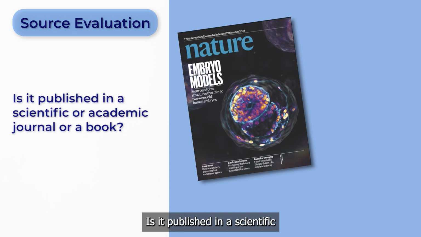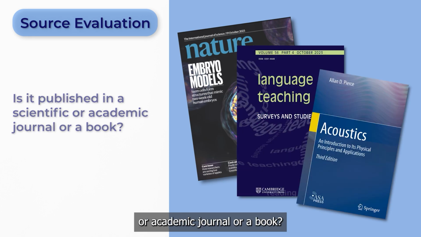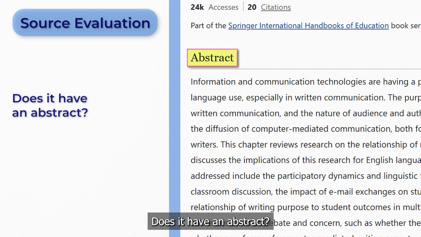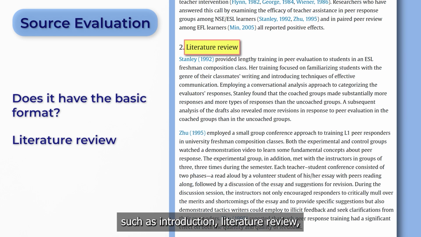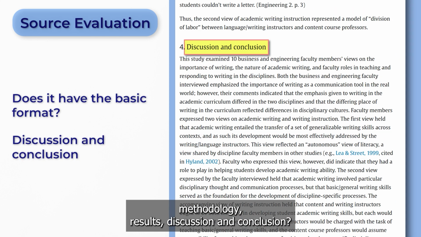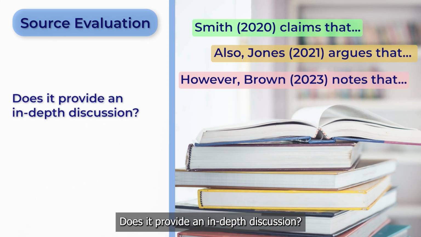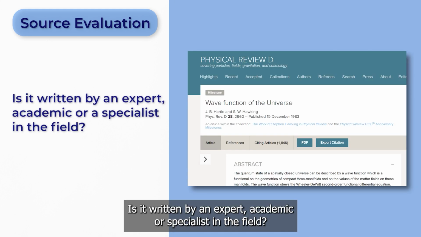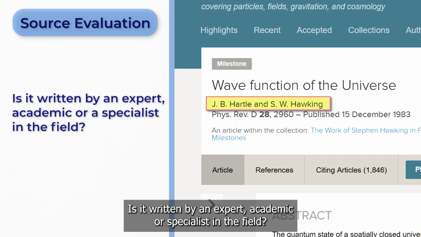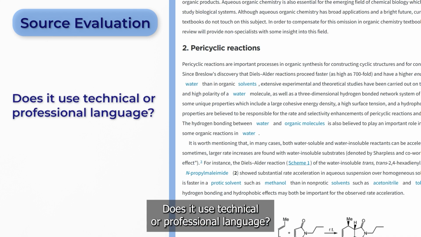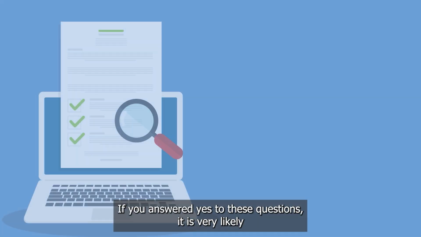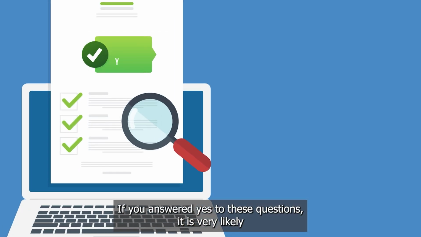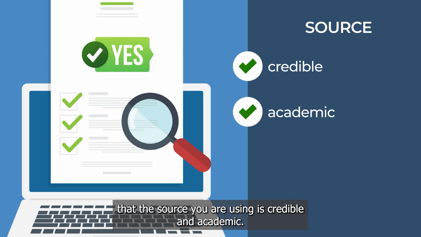Source evaluation. Is it published in a scientific or academic journal or a book? Does it have an abstract? Does it have the basic format, such as introduction, literature review, methodology, results, discussion and conclusion? Does it provide an in-depth discussion? Is it written by an expert, academic, or a specialist in the field? Does it use technical or professional language? Does it provide references? If you answered yes to these questions, it is very likely that the source you are using is credible and academic.